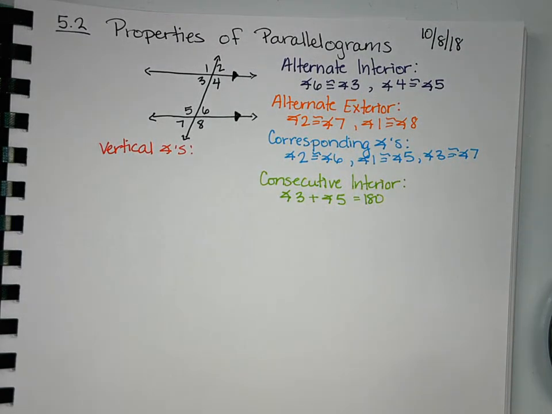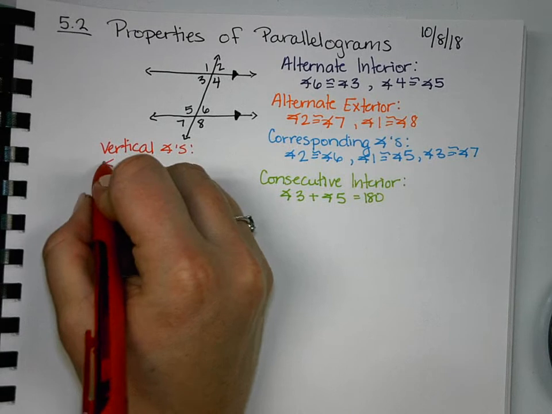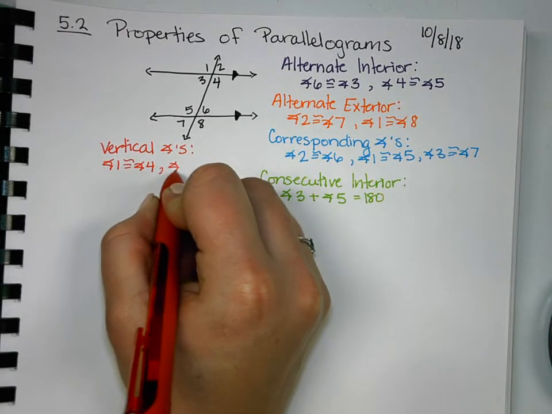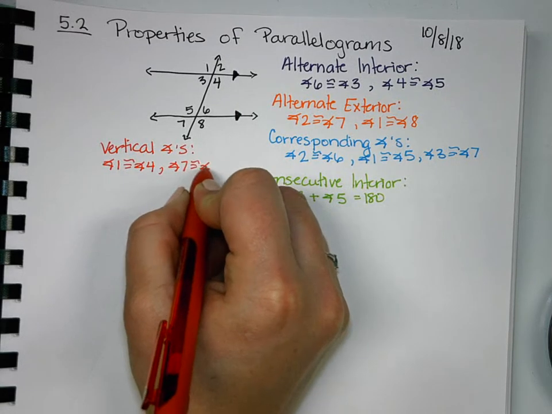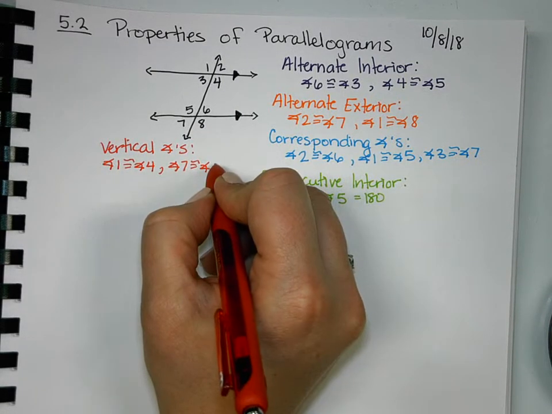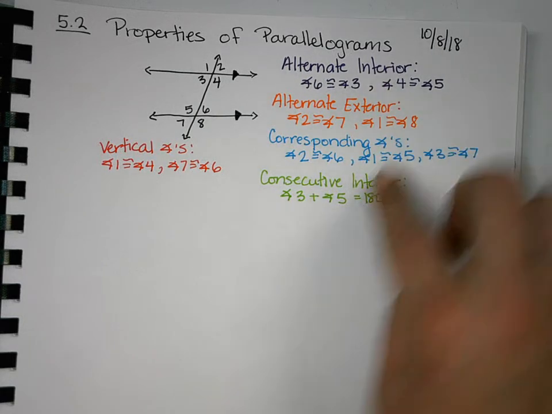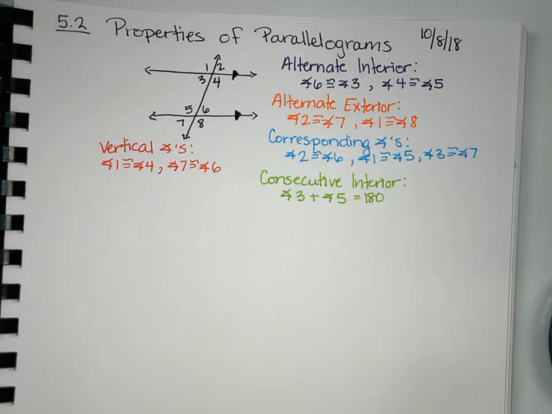1 and 4. 7 and 6, 5 and 8, and 2 and 3. Okay, I'm not going to list them all. But vertical angles as well. So one of the things with parallelograms, what's the key word you hear in the parallelogram? Parallel, which means we're going to have these relationships in our figures. So that's why I wanted to go over them, because we're going to have these same angle relationships.